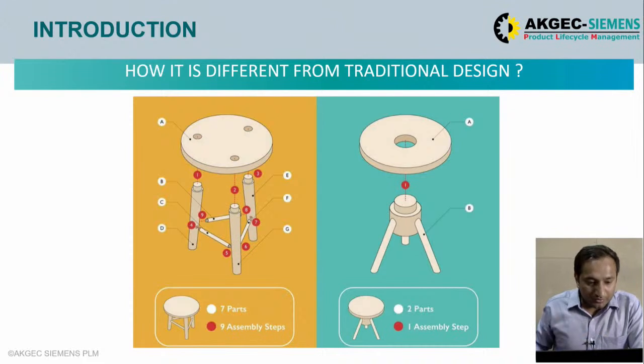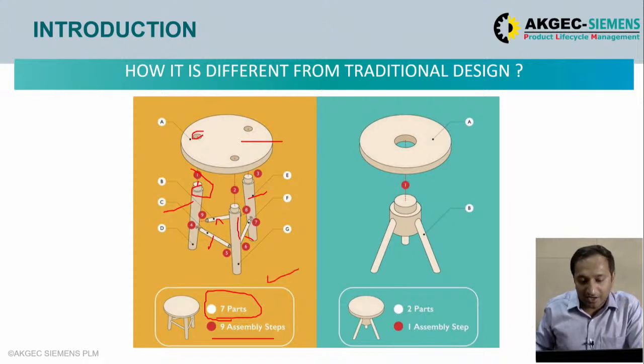So here you can see this is a tabletop, and this tabletop on the left side contains 7 parts. These parts are like this. This is the first part, second part, third, fourth, fifth, sixth and seventh. And to manufacture or to assemble this, you would need 9 assembly steps. Like this part will go inside this part, so this will be the first assembly step. Essentially, if you join all this together, it will constitute 9 assembly steps.